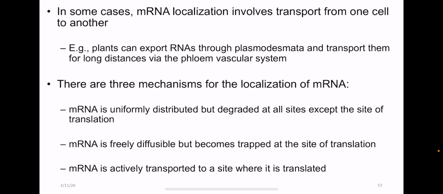Another assumption is that mRNA is freely diffusible but becomes trapped at the site of translation. And the last one, which makes the most sense, is that mRNA is actively transported to a site where it is translated. So we are not going to do any trial and error. We expend energy to make sure the mRNA is transported to where it should be. We are not just going to transport it everywhere, and the mRNA itself is not going to find its way.